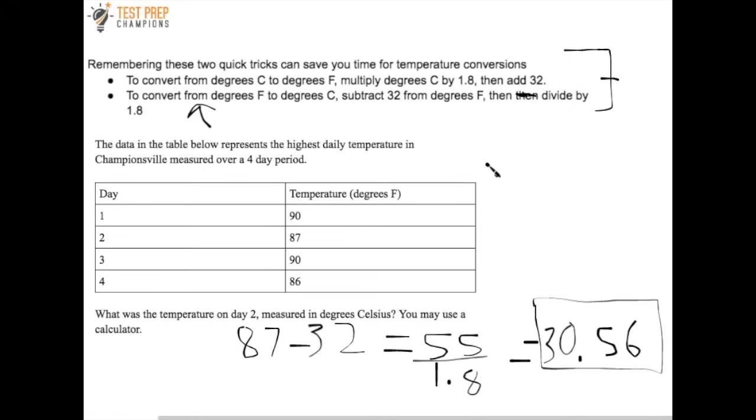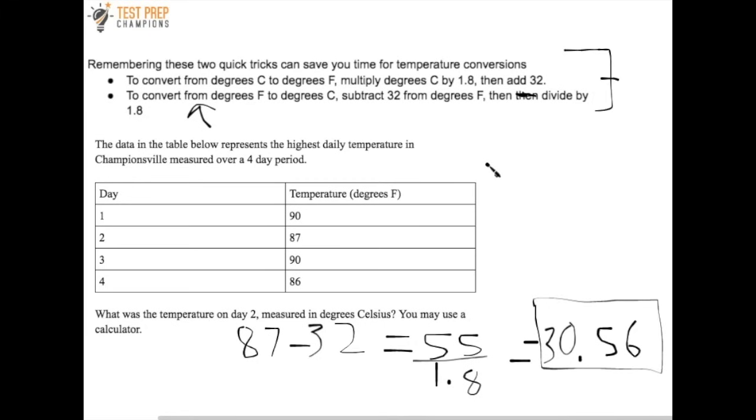Memorizing these two tricks might not be worth your time because they'll give you the formula on the test, and you'll be able to use that formula. But just note that if you can memorize these two bullet points, it can literally take you maybe 10 to 30 seconds to put the numbers in your calculator and get the answer. But it's really not that much longer if you use the formula. Up to you to decide. I just wanted to present you with the two ways of doing this.